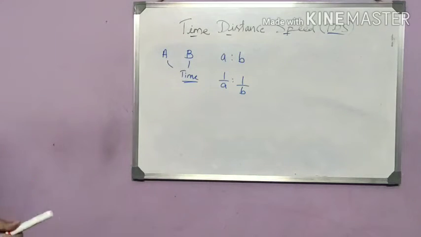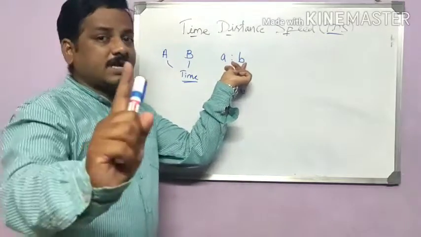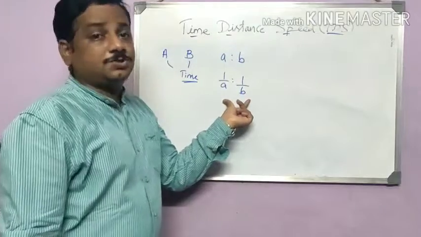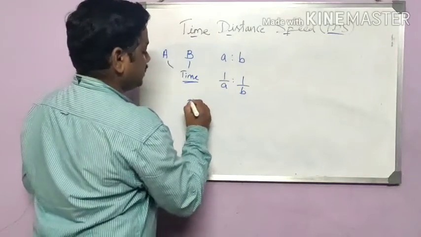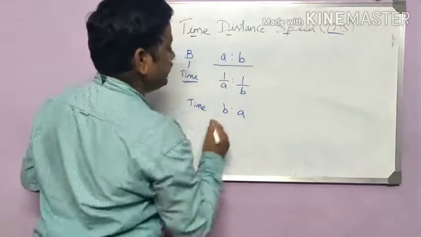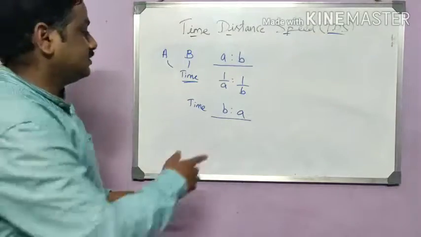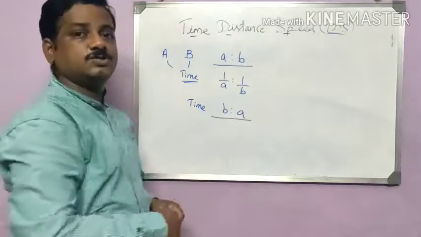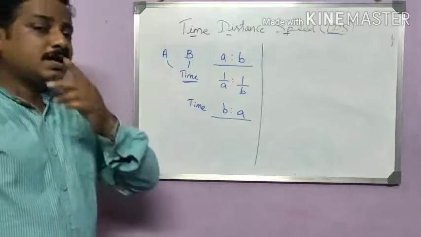So as I already told you, speed and time are inversely proportional. So you can take a ratio. If speeds are given in terms of a ratio, the time can also be taken in terms of a ratio, but it is inversely proportional. This further can be written as time can be given as B is to A. If the speed ratio is A is to B, then its time ratio will be reversed, B is to A. So this is the third concept which you need to understand.